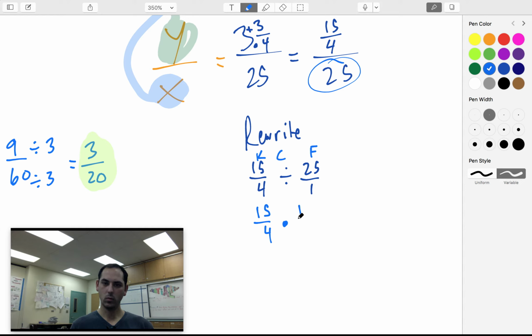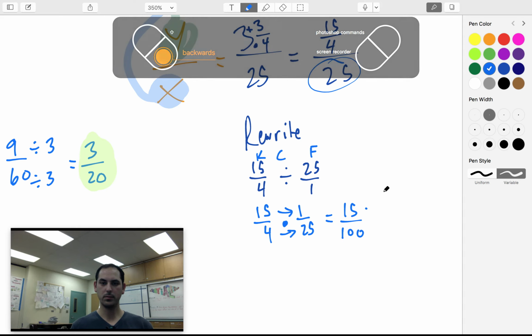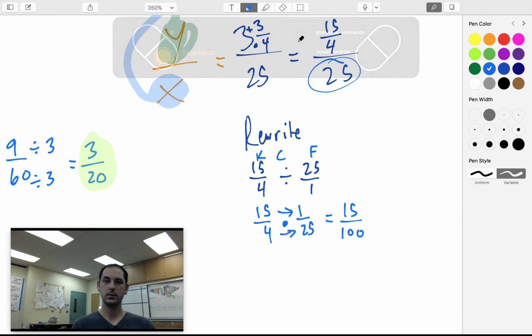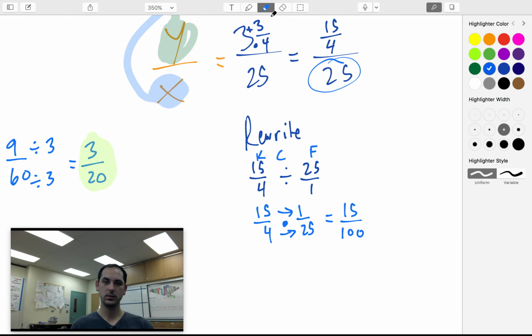So now it's 15 over 4 multiply 1 over 25. Multiply across. 15 times 1 is 15. 4 times 25 is 100. And we could reduce this. Okay, let's reduce it. What number goes into 15 and 100?